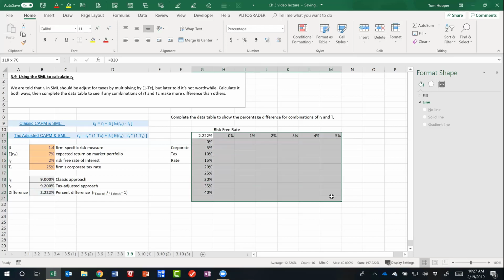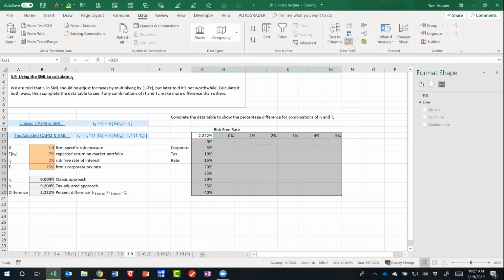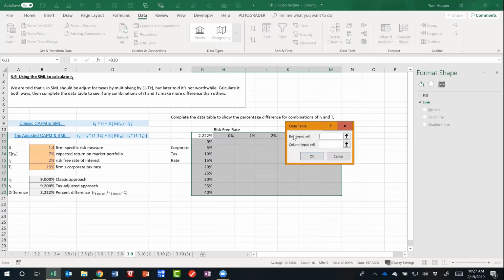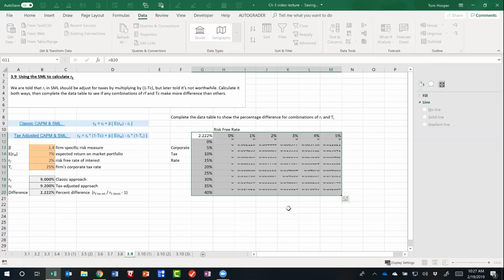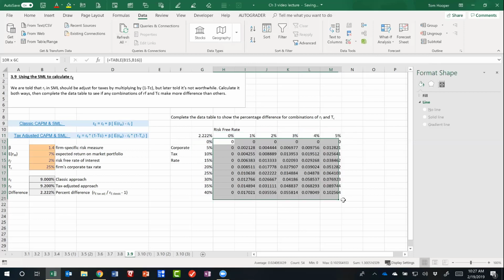And then highlight the entire section and do an Alt A W G. And for this row input, let's put these numbers into the risk-free rate. And let's put these numbers into the corporate tax rate. And then let's see how this number, which is this number, how it changes with these different combinations. And what we find, we can come back, format those as percent.